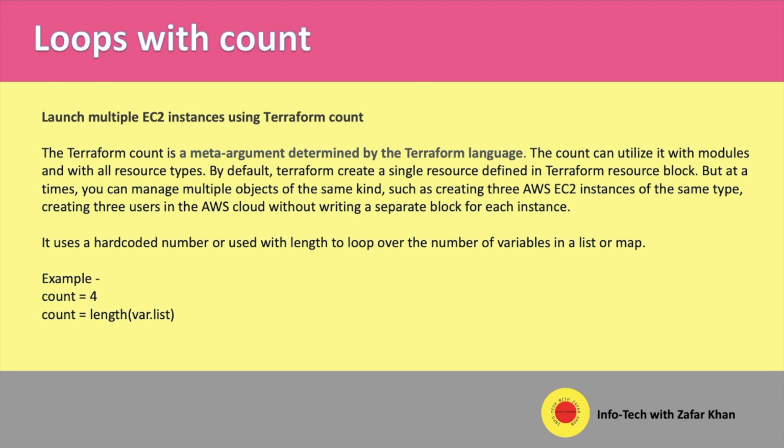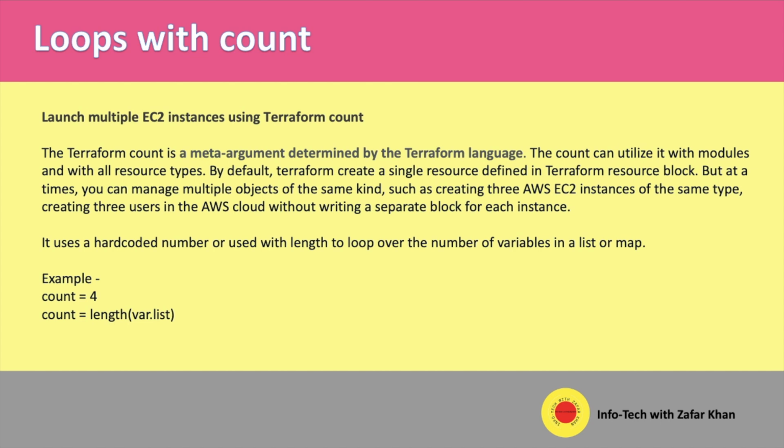The Terraform count is a meta argument defined by the Terraform language. You can use it with modules and with all resource types. By default, Terraform creates a single resource defined in the Terraform resource block. But at a time, you can manage multiple objects of the same kind, such as creation of 3 AWS EC2 instances of the same type in AWS cloud without writing a separate block for each instance. Earlier we were writing a separate block, but without writing a separate block, we can create multiple instances of the same type in AWS cloud.